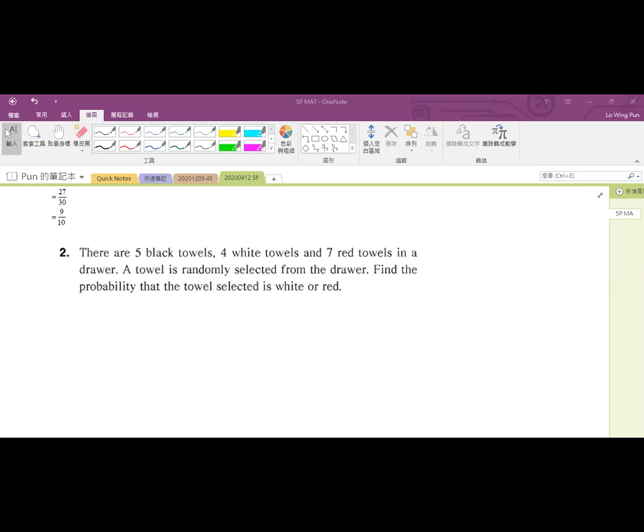So among the 16 towels, how many of them are white? It's just 4. And then among the 16 towels, how many of them are red? Will be 7. So the final answer will be just 11 over 16. Okay? And nothing can be simplified here. So this will be the final answer, like this. And that, okay? And then number 3.